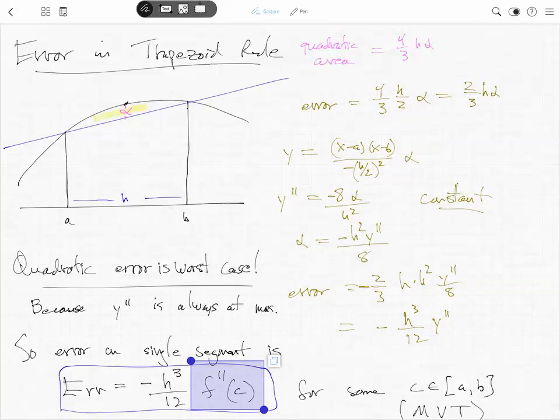But there'll be some point there where this second derivative takes an intermediate value. It's not always the maximum value, but it will be the correct value to give us the overall correct value for the error. Okay, so that's applying the mean value theorem for integrals. So here's the basic formula we want to take away from this, right? The formula in terms of the second derivative at some point c.